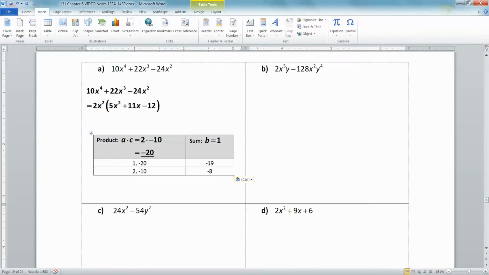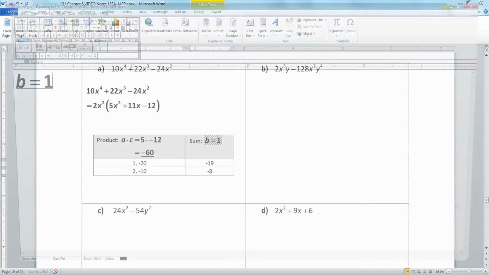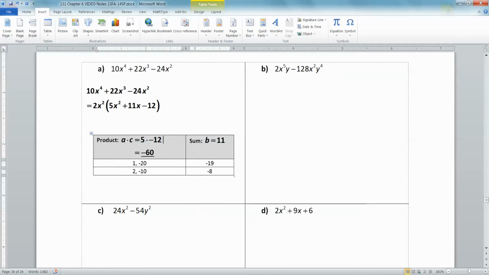All right, so let me go grab a table. Hold on. Okay, so we need a times c to be 5 times negative 12, so that was equal to negative 60. So we have negative 60, and we need to add up to b, and b is 11. Okay, so let's think. What are some numbers that make negative 60? 1 and negative 60. Well, that makes negative 59. That won't work. 2 and negative 30 makes negative 28. 3 and negative 20 makes negative 17. 4 and negative 15 makes negative 11. Oop, that's close. So how about negative 4, positive 15? That'll make positive 11. That's what we want right there. Okay, so that's the combo we need.